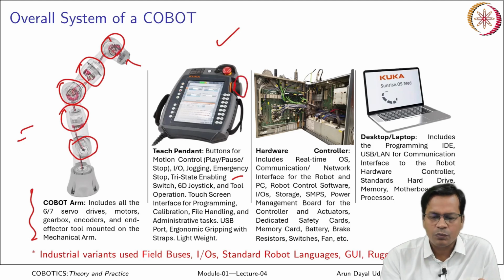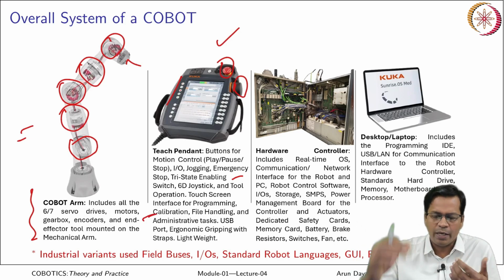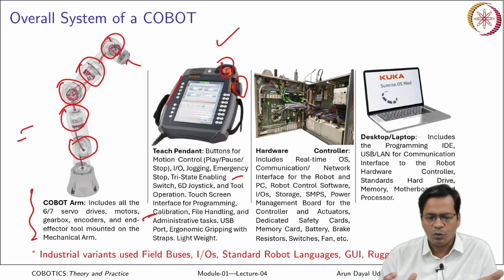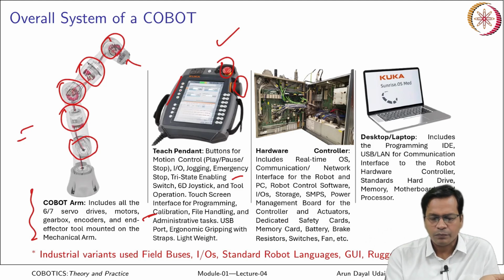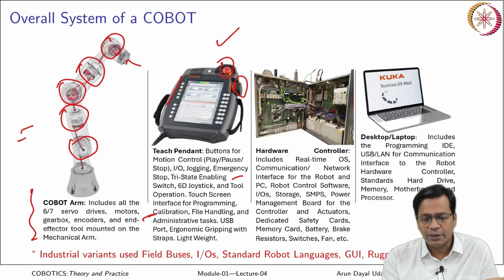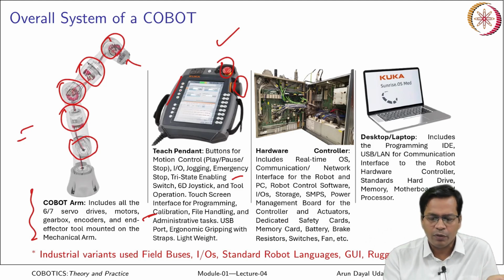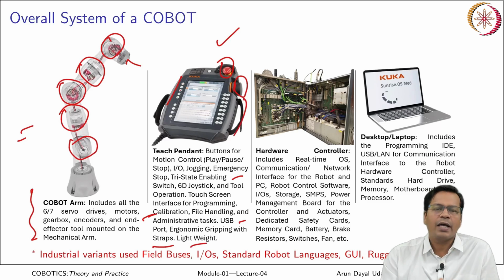There is a 6D joystick here, emergency stop you can see here, and play and pause buttons are here. A touch screen interface may be there for easy programming, calibration, file handling, and the number of programs stored in the robot controller, which you can control. For administrative tasks, a USB port may be provided to copy programs to the system. Ergonomic gripping with straps is there and it is lightweight.